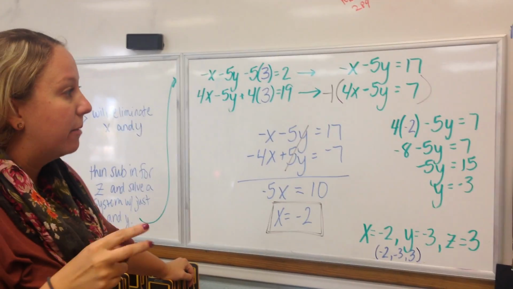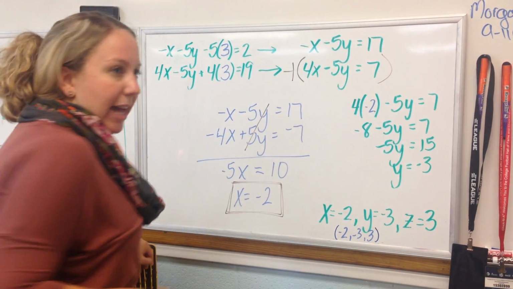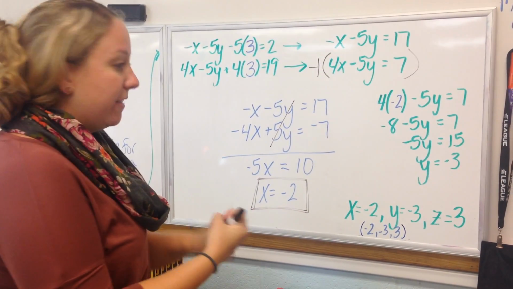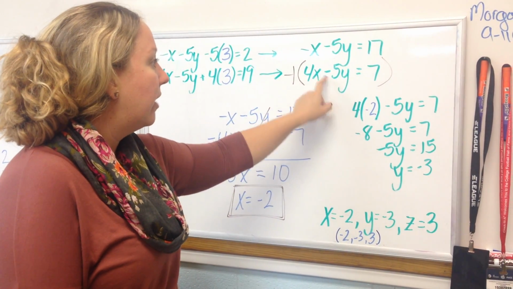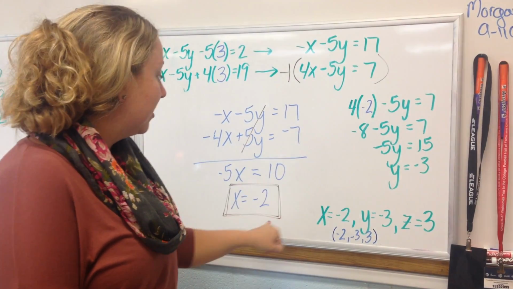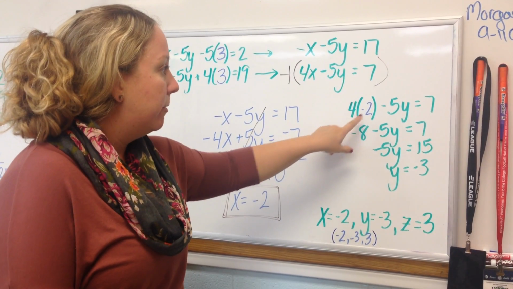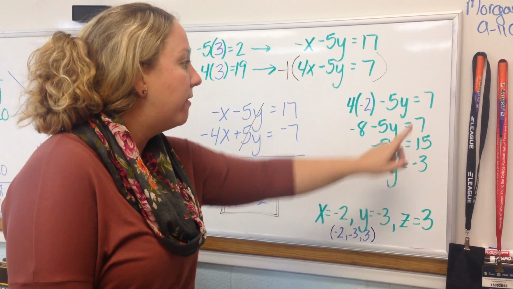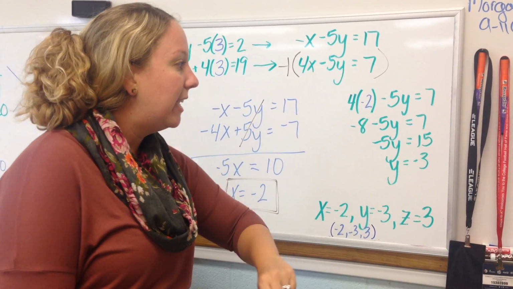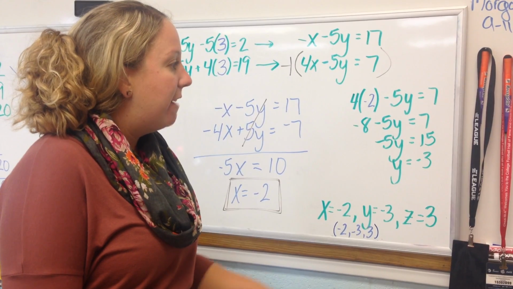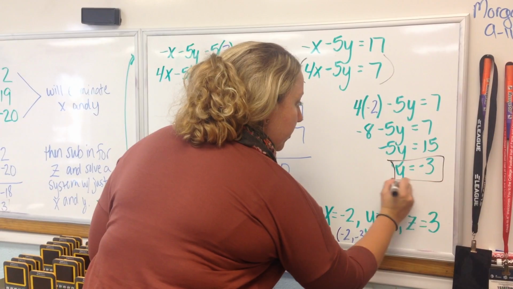Now I have two variables I can plug into any equation. I can plug into this one, I can plug into that one, I can plug into the original ones, because I have a z solution and an x solution. So plugging into this equation right here, I have 4 times x, which was negative 2, minus 5y equals 7. Multiplying, I get negative 8 minus 5y equals 7. Adding 8 to both sides, I have negative 5y equals 15. And dividing by negative 5, I have y equals negative 3. So this is my third answer.